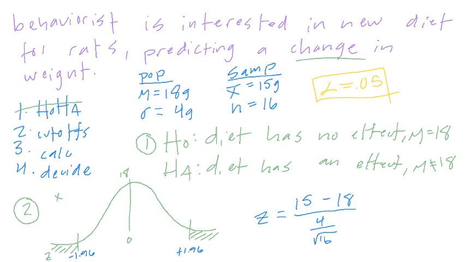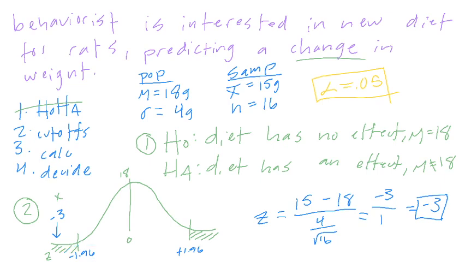Okay, so what do we get here? We have a difference of -3 up top, and then 4 over the square root of 16, which is 4 over 1, so we have a z-score of -3. All right, so where does -3 fall? Does it fall over here by the null hypothesis, or does it fall in one of our critical regions? I think it falls into one of our critical regions, right? -3 is greater in magnitude than -1.96.